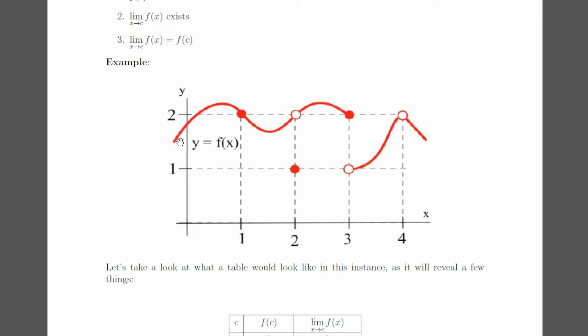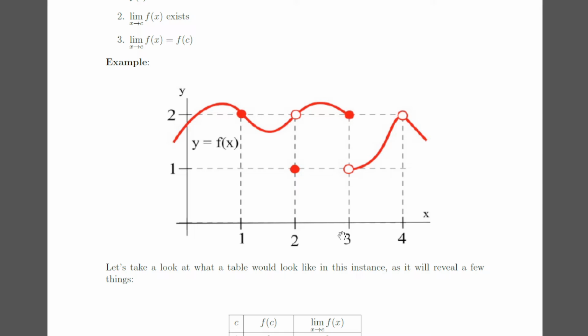Every other place on this function, at 0, it's continuous. At 1.5, or 3/2, it's continuous. At 2.5, it's continuous. So we generally identify a function's discontinuity at specific locations. We don't just say it's a discontinuous function. Well, okay, you have to be a little more specific.